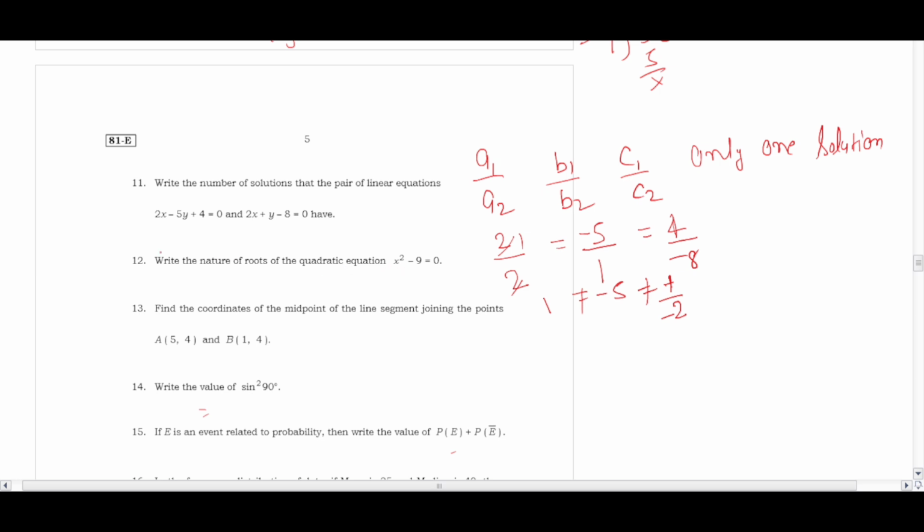Here, write the nature of the quadratic equation. Here the same question is given: x square minus 9 equals 0. Then how do we find the nature of roots? D equals b square minus 4ac. Then b value is given what? Negative 4 into a into negative 9. Then it comes positive 36, which is greater than 0. Then here write real and distinct roots.